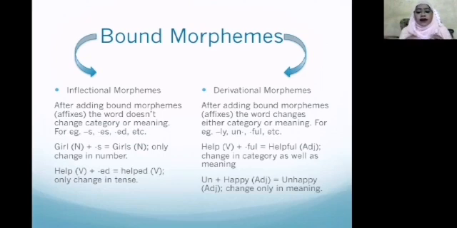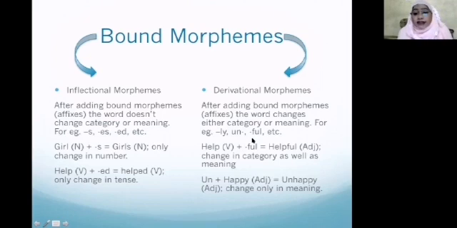Any bound morpheme, or we can say any affix, when we attach it to any free morpheme, and after attaching that bound morpheme, that free morpheme changes its form, changes either its category or its meaning, then we call it derivational morphemes. For example, the same word, we will take help. Help is a verb. When we add full, which is a bound morpheme, to the verb help, it becomes helpful, and helpful is not a verb anymore. After adding full, it becomes an adjective, right? So we will say that this bound morpheme full is the derivational morpheme.